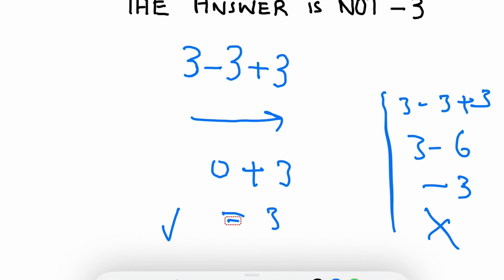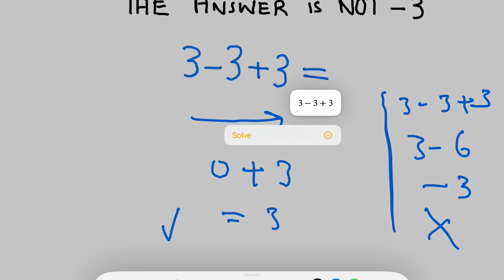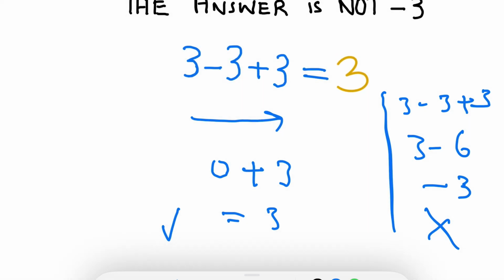Now we will verify whether this answer, plus 3, is right or wrong. So here we write, according to the calculator, 3 minus 3 plus 3 equals 3. So this is the right answer of this question.